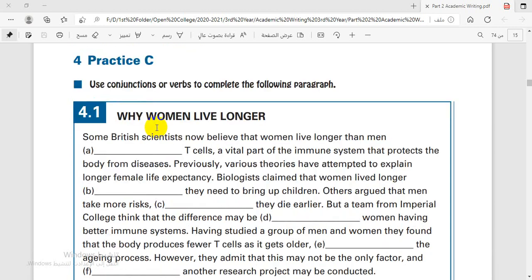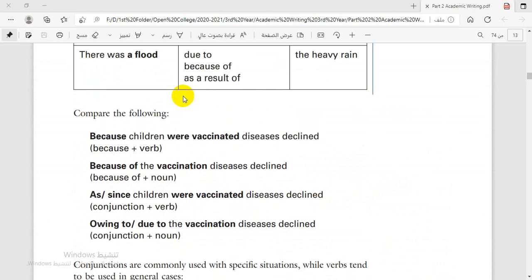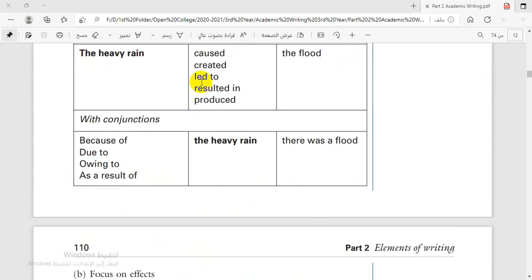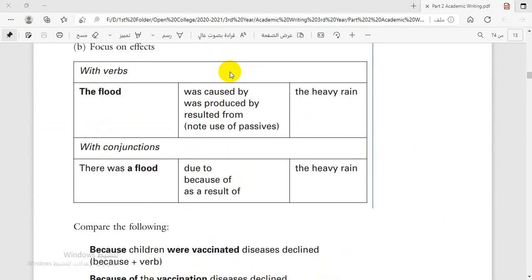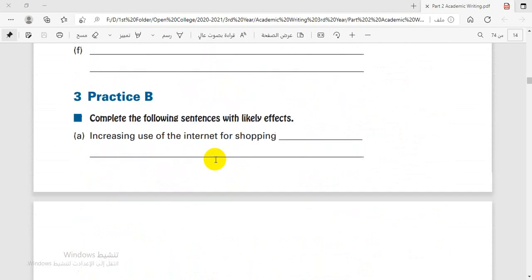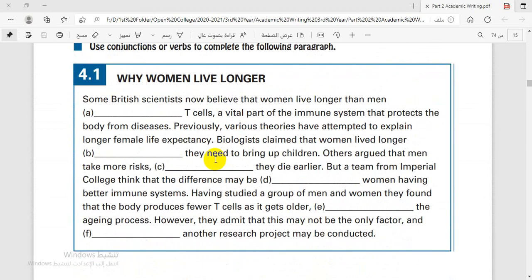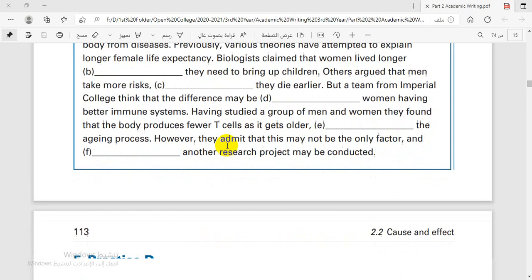Let's move to practice C, another activity. Use the conjunctions or verbs to complete the following. Dear students, you want to fill these conjunctions or verbs from the first table that we studied, these first two tables. We choose some of these verbs and conjunctions to complete it. For example, I'll do the first one. Some British scientists now believe that women live longer than men due to T cells, a vital part, etc. So I'd like you to try to do it, and inshallah I'll give you the possible right answer when we meet in the lecture.